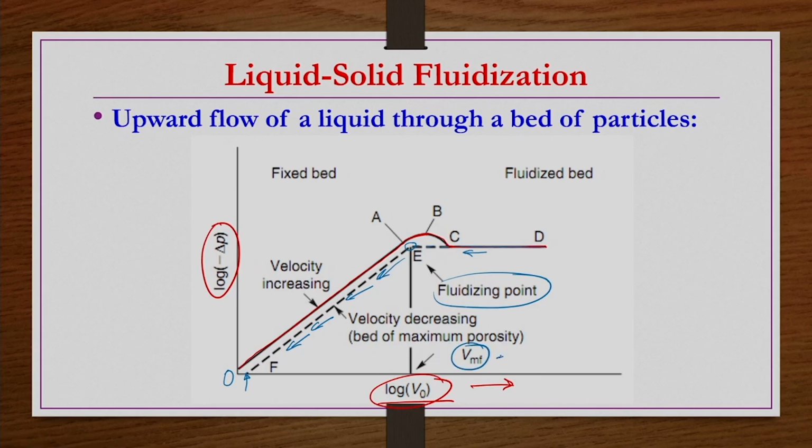Now we have to find out how to determine this minimum fluidization velocity, because in fluidized bed conditions we know that the pressure drop is constant, right. So, this bed we can divide into two parts. Up to this point E, the behavior is the same as fixed bed conditions, so the equations that we developed in the previous lectures we can use. But after that point the bed is under fluidized conditions, where the pressure drop is constant and approximately equal to the buoyant weight of the bed.